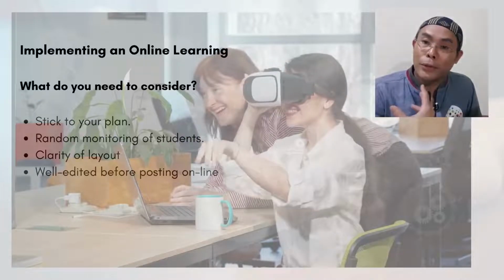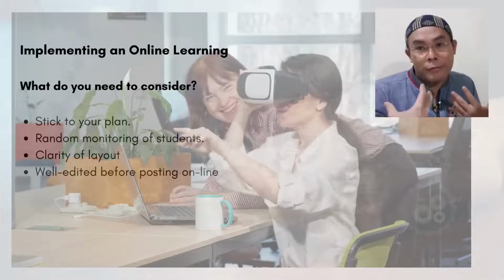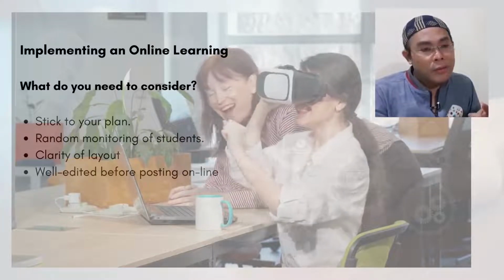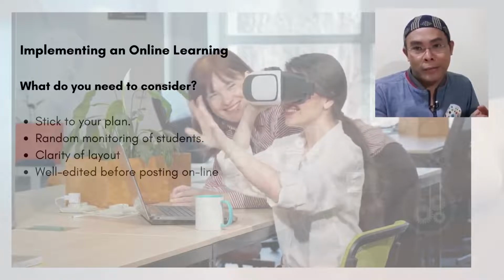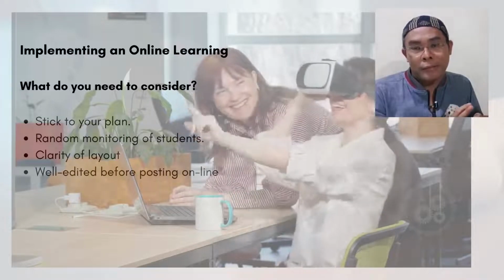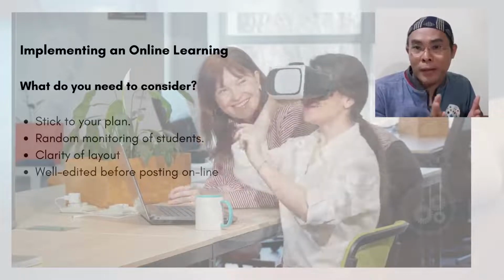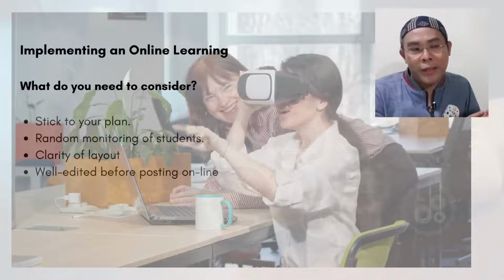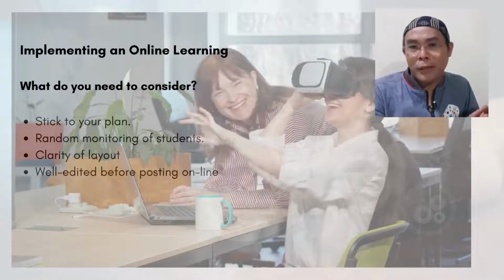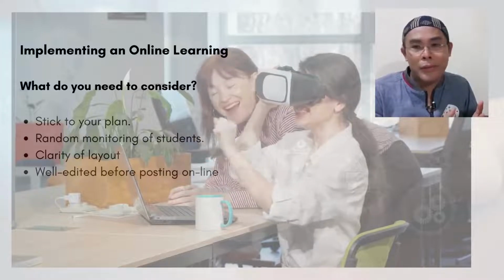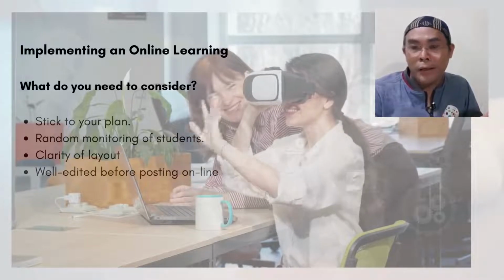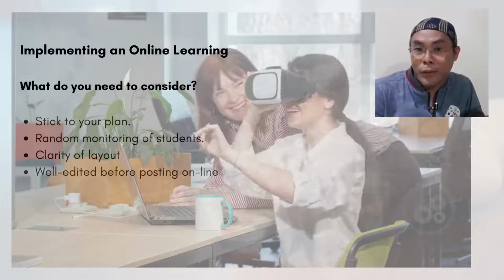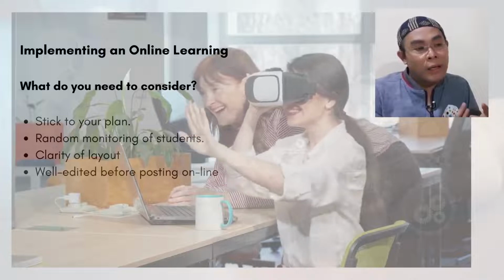Now let's get into the implementation of learning and online learning. So what do we need to consider? So the first is stick to your plan. Do not deviate from your plan. Try to focus on what you have planned. And the second one is do some random monitoring of students. How do you do this? You can probably connect online, call them, just try to ask what's happening. Are things going well? What are some of the concerns that you encounter? And the clarity of layout.